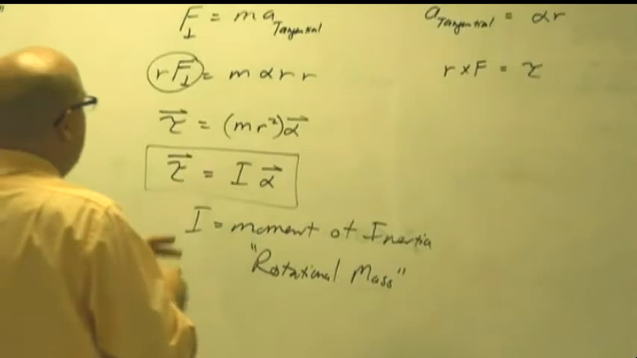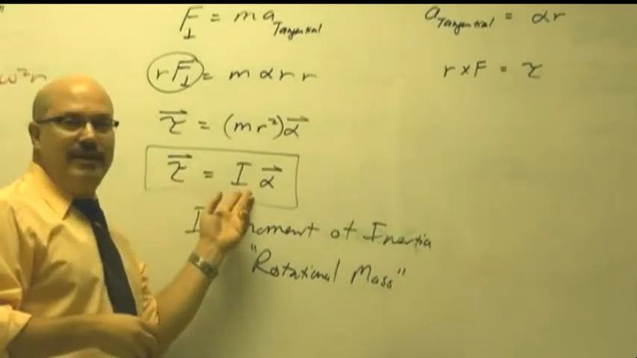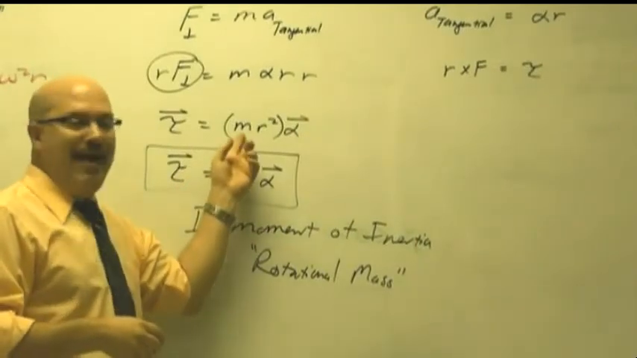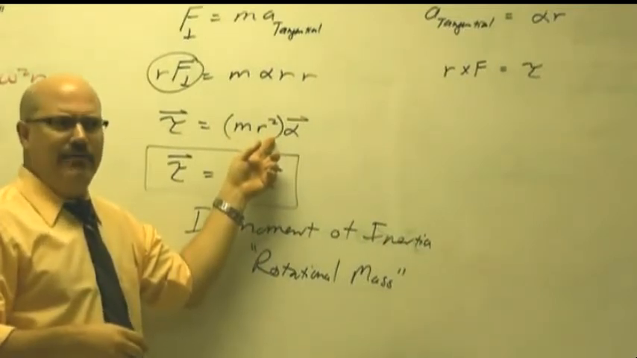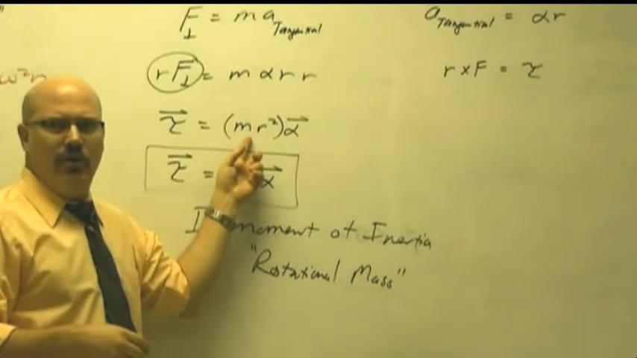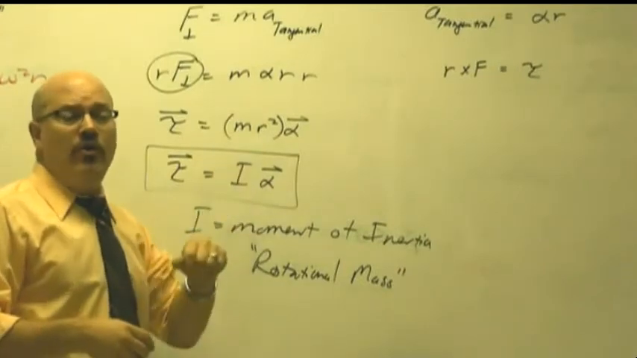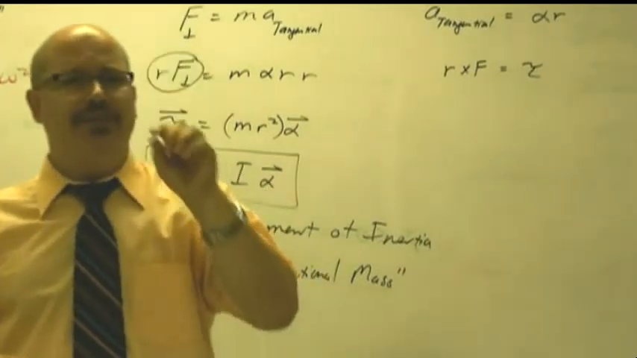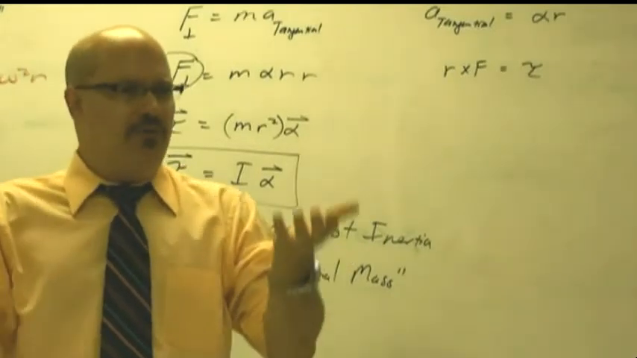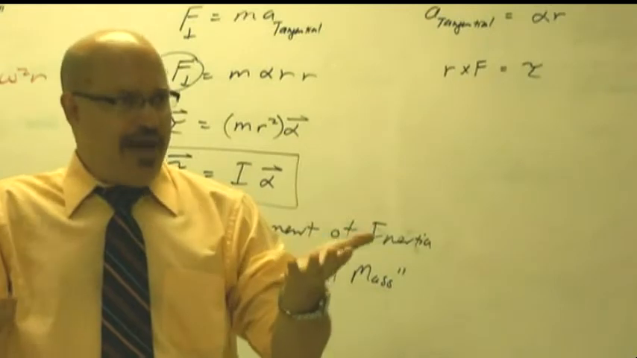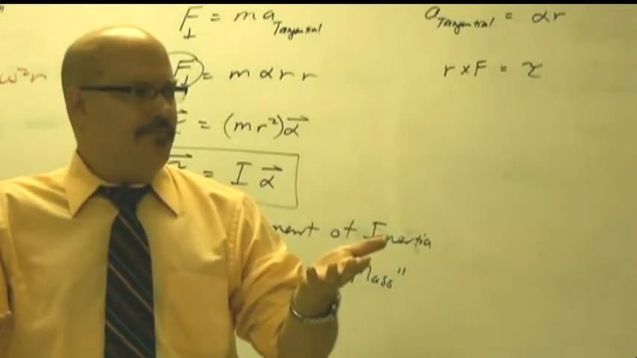So let's look. What does moment of inertia consist of? It consists of mass and radius, where it's located, the radius of that mass. So is it possible to have two things with the exact same mass but different moments of inertia? Yes. You bet.